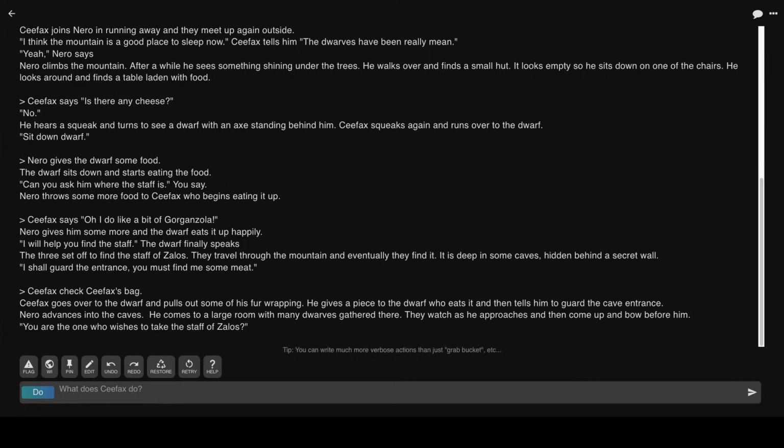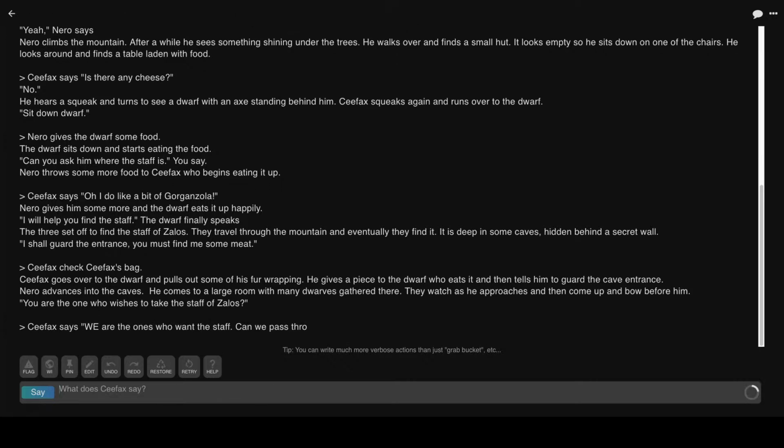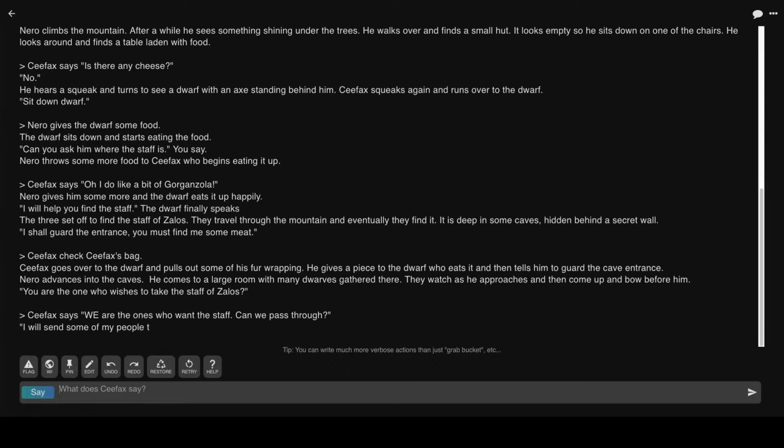It's weird. The AI really wants this to have dwarves in it. I'm not sure what I can do because it seems to be leaving me out of it. I should have put Nero and Cefax as opposed to just Nero. Well, we are the ones who want the staff. Can we pass through? It's nice to ask before we go through their large room.